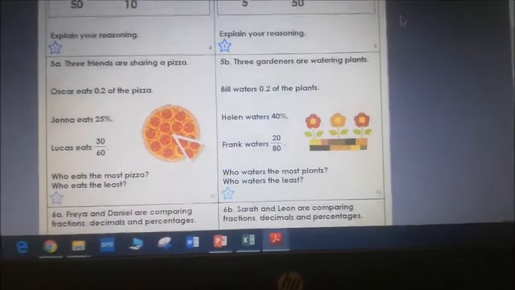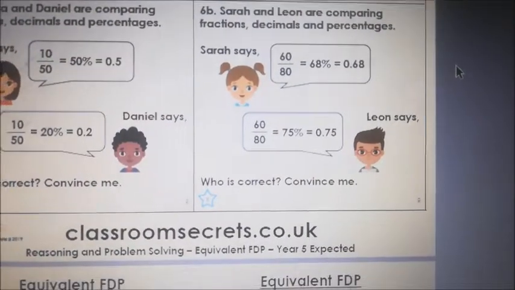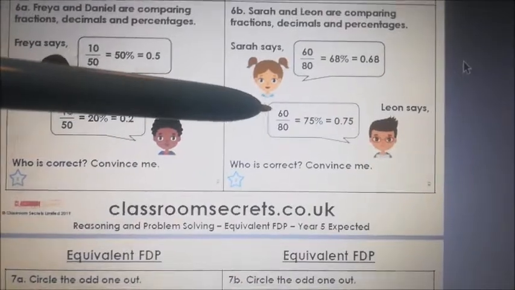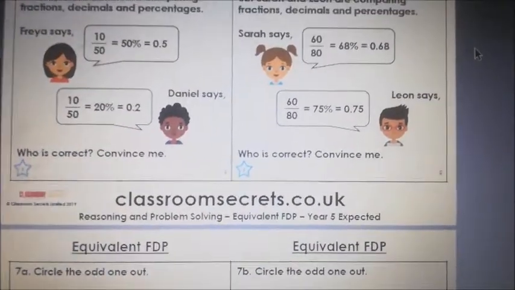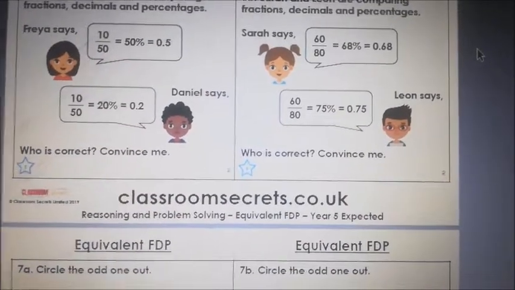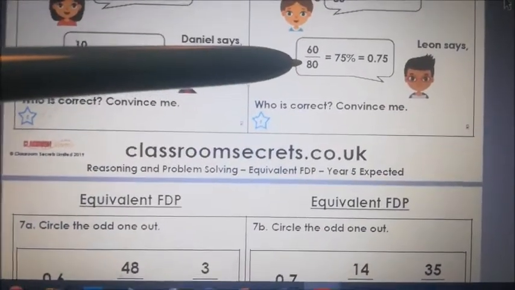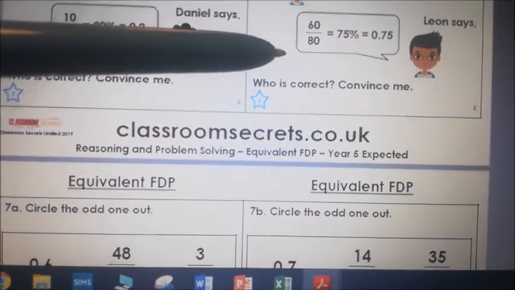And then, so if I scroll down, 6B, Sarah and Leon are comparing fractions, decimals, exactly the same as what we've been doing. It is just converting, so 60 over 80. You need to have a little look. What would that be? We know that 20 goes into both of them, so 60 and 80 are both in the 20 times table, so maybe we divide the numerator by 20. 80 divided by 20 gives you something as a numerator.